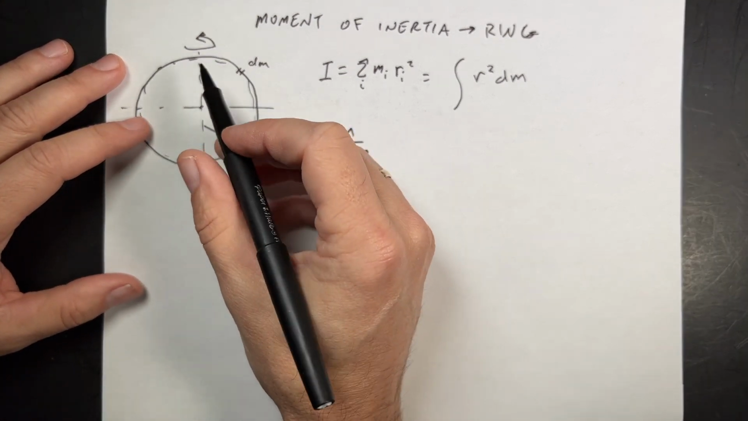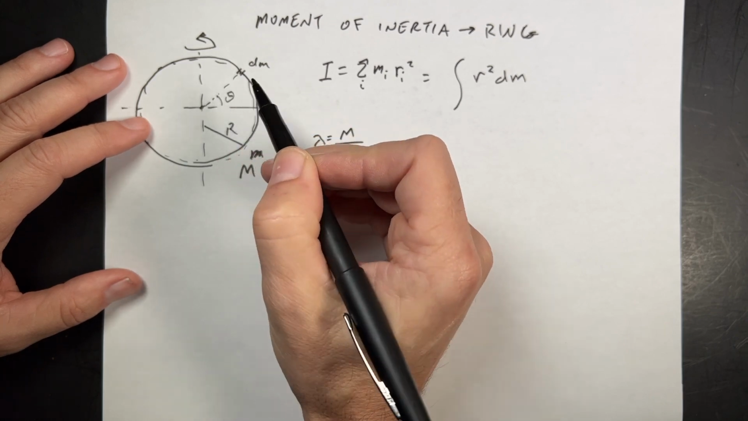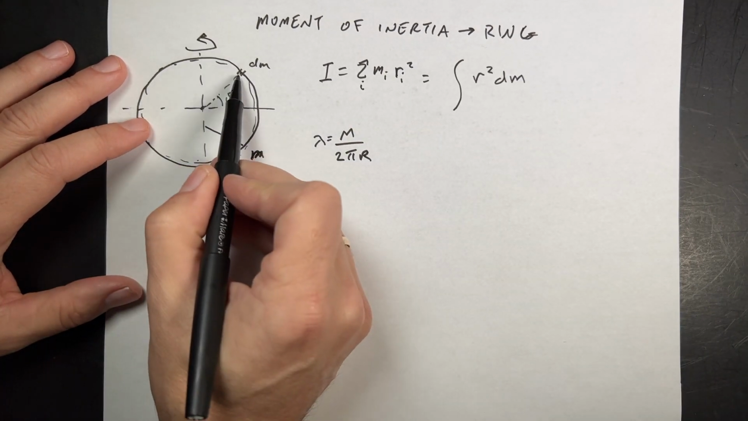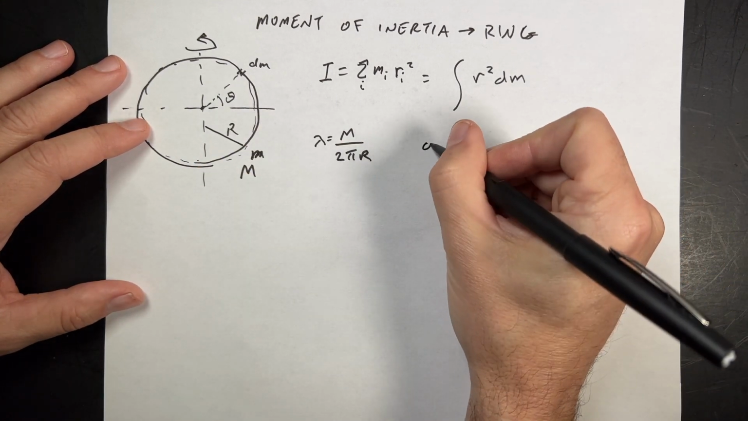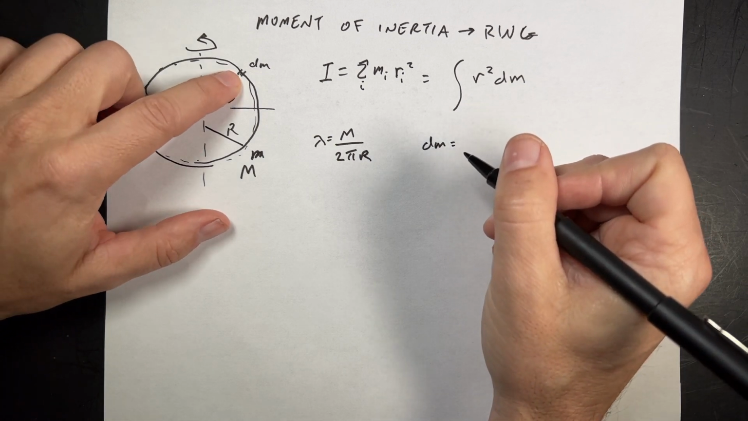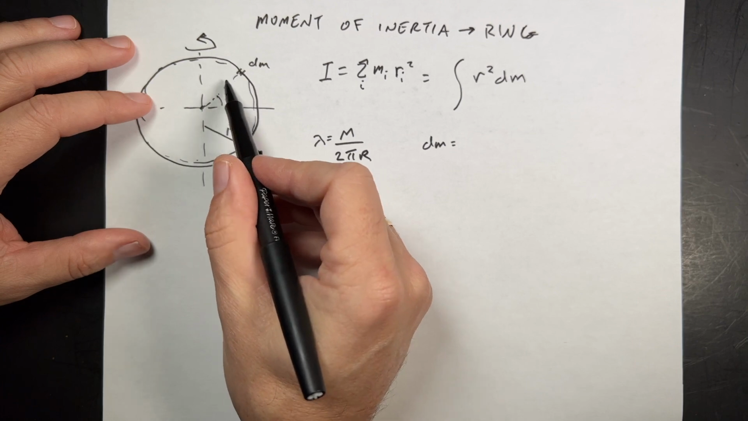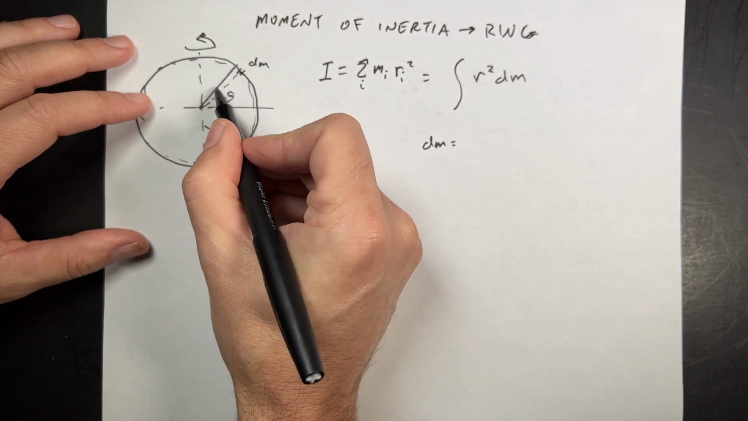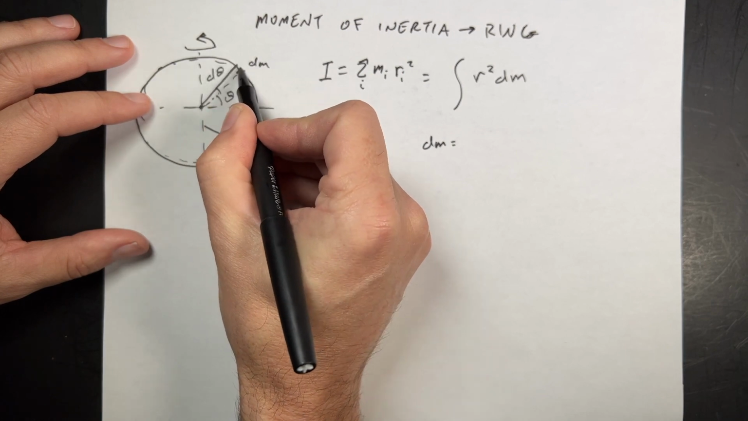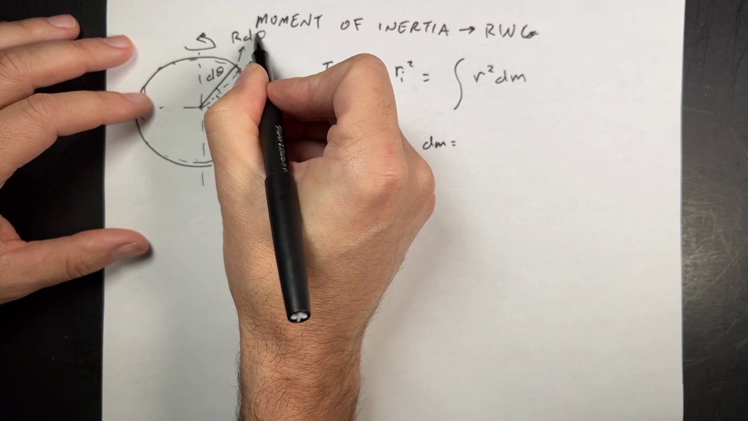The first thing I need to do is define where that piece is. So let's say that piece is at some angle theta. Now I need to know the length of that little piece right there. If I know the length of the little piece, then I can find the mass. So dm is going to be equal to the length of that little piece. If this is at some angle theta, and this is at some angle, let's make it a little bit bigger, d theta, then the length of that piece is r d theta.